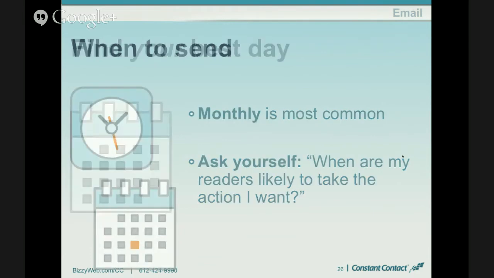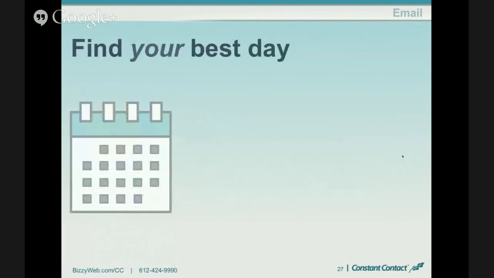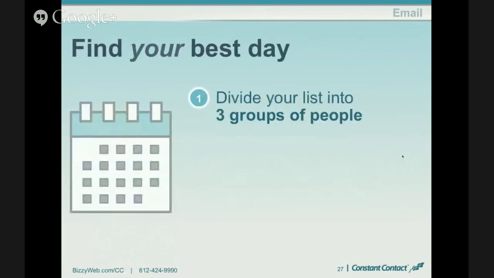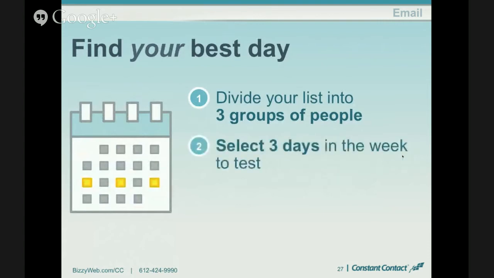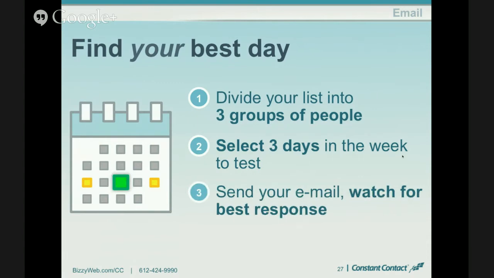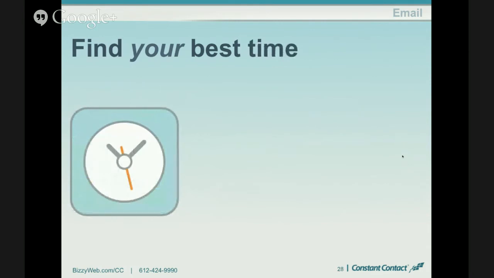The key thing is you're going to have to find your best day. An easy way to do that is to divide your list into 3 groups of people and then select 3 days in the week to test those messages. Maybe it's a Monday, Wednesday, and a Friday. Maybe it's a Tuesday, Thursday, and a Saturday. Maybe it's Monday, Tuesday, Wednesday. But select those 3 days and then send your email and watch for the best response. I'm going to talk a little bit in a second about what response is. It's not necessarily open rate. Whenever people actually do the action that you want them to do when you send that message, the better off you're going to be.